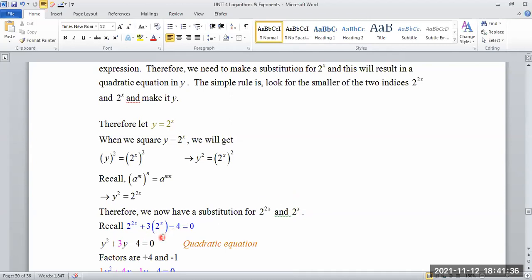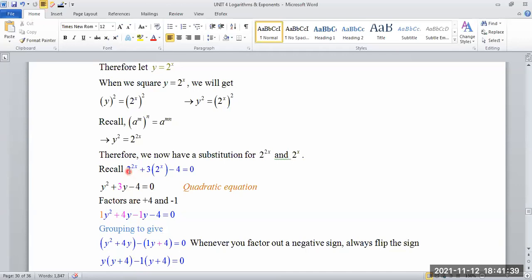I'm rewriting the equation. Anywhere I see 2 to the 2x, I'm going to put y squared, and anywhere I see 2 to the x, I'm going to put y. 2 to the 2x, y squared, see it here. The 3 here, the other 3 here. And the 2 to the x from up here equals y, see it right here. The minus 4, the 0, I put those. So I now have my quadratic equation. I have a quadratic equation in y. Normally, you're accustomed to getting a quadratic equation in x. Now I have a quadratic equation in y.